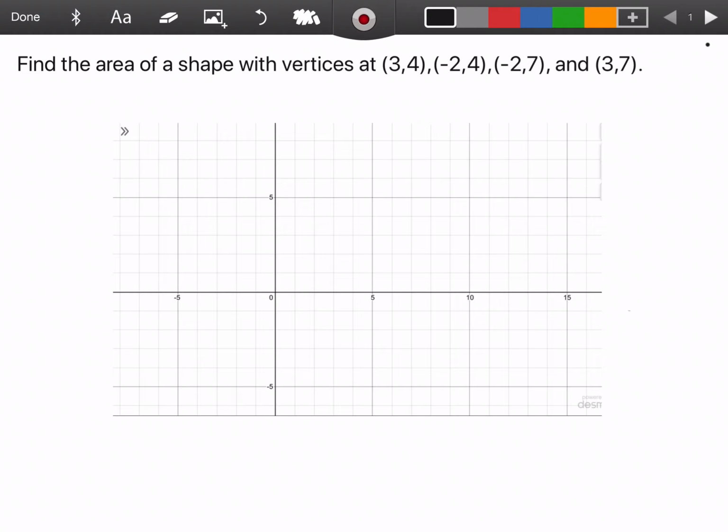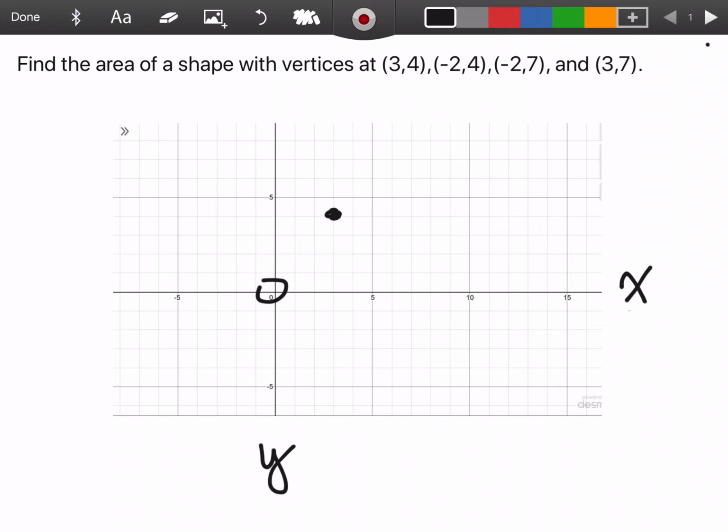And remember, whenever you have ordered pairs, so like 3, 4, the first number is talking about how to move on your x-axis. So it's going to be a horizontal movement. The second number is your y value, which is talking about your vertical movement on your y-axis. So to get to a positive 3, positive 4, we're going to start at the origin. And we're going to go to the right 3 because it's a positive 3, and up 4. So we can see that our first point is going to be located at 3, 4.